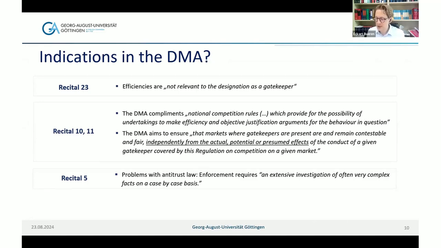If you read this in isolation, you could actually think that the DMA would be a kind of effects-based regulation. Of course, this is not true in light of the recitals, but the DMA is at least not blind to the consequences that it brings about. And this will be important for later aspects of my presentation.